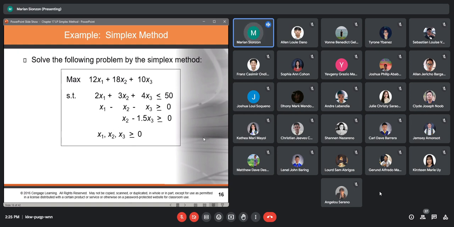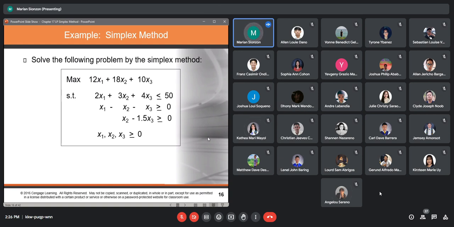So how do we transform the first one? It is a less than, so is it going to be a plus or a minus? Plus. What do we add? A slack variable, miss. Plus slack, plus S sub 1. Did you get it? Yes, miss.